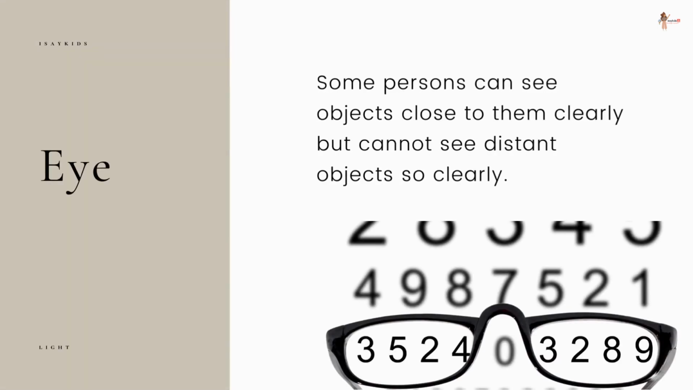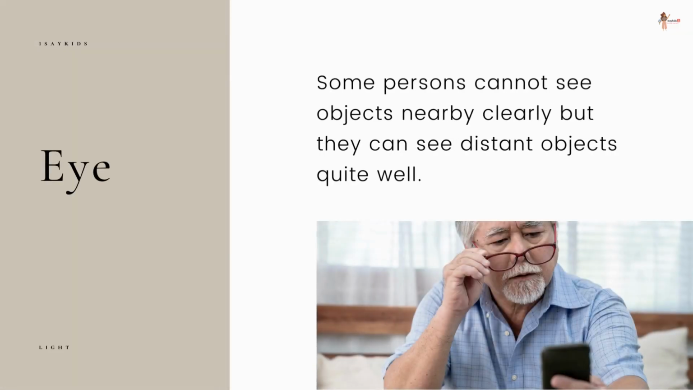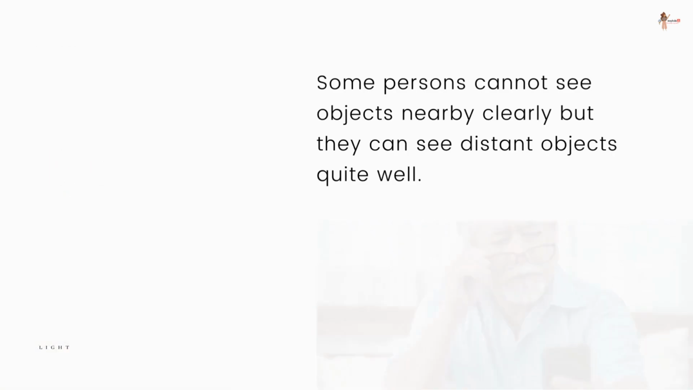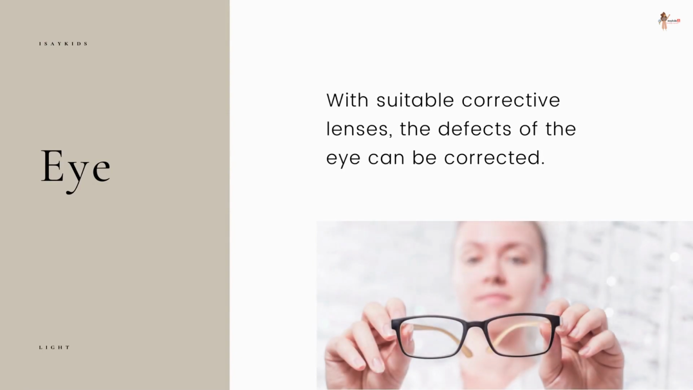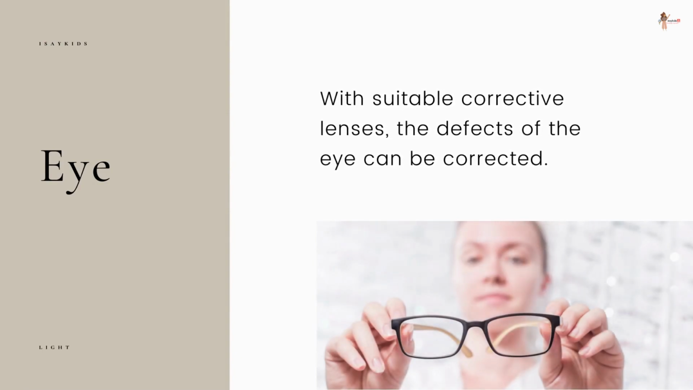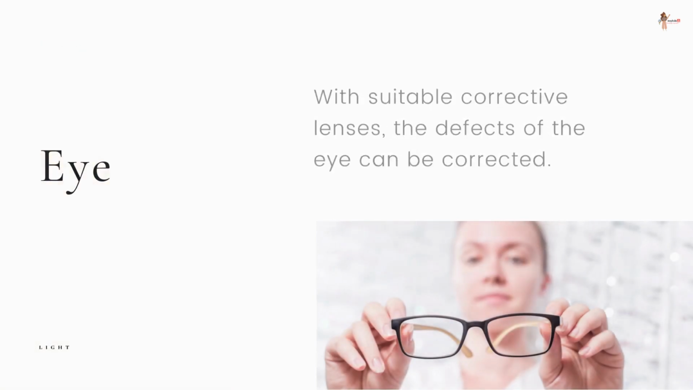Some persons can see objects close to them clearly but cannot see distant objects so clearly. On the other hand, some persons cannot see objects nearby clearly but they can see distant objects quite well. With suitable corrective lenses, these defects of the eye can be corrected.